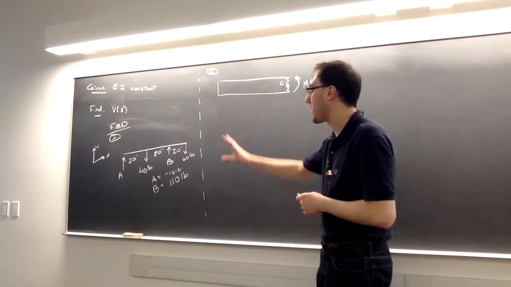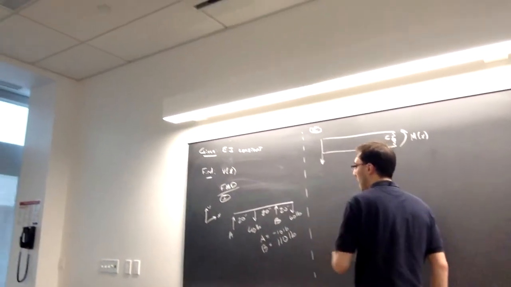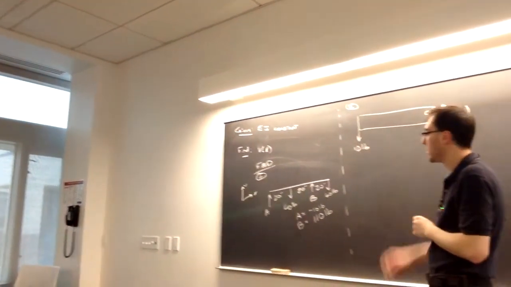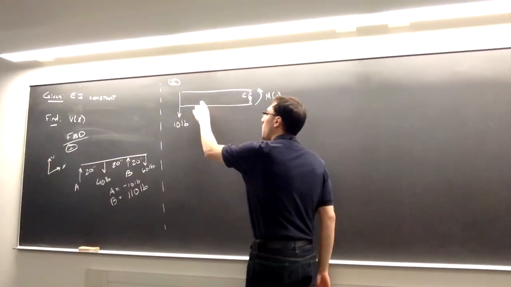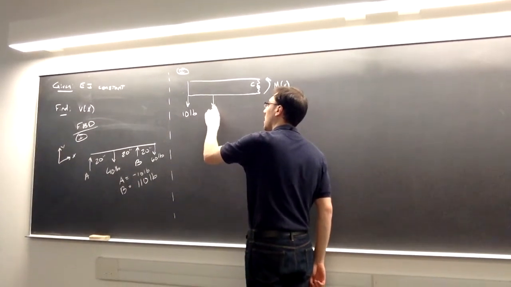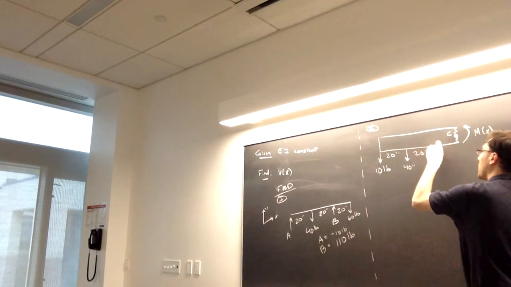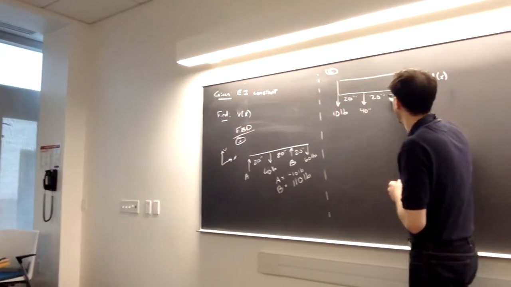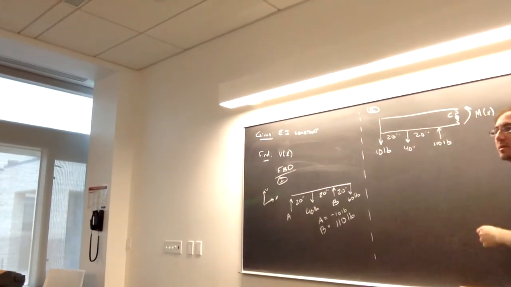And I need to copy all of the reactions I have on this beam. I have the force from A, which was 10. I'm going to draw it in the correct direction for this diagram, so it was actually down. I have my 40-pound force. Oops. I have B, which is 110 pounds up.